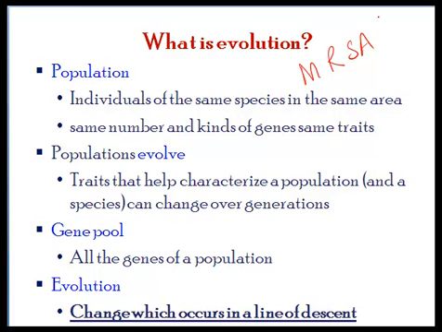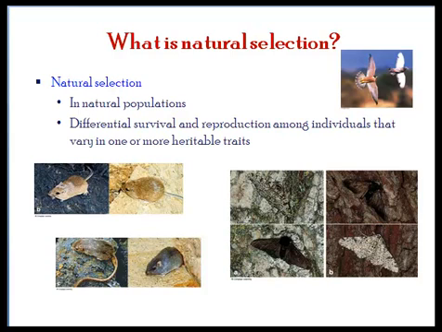So this is a population that is evolving. It's not just one bacteria that's evolving. And once the population has evolved, it increases the genes within that gene pool. Evolution will result in a change which occurs in the line of descent. So it won't happen right then. It's over generations that you see the effect.